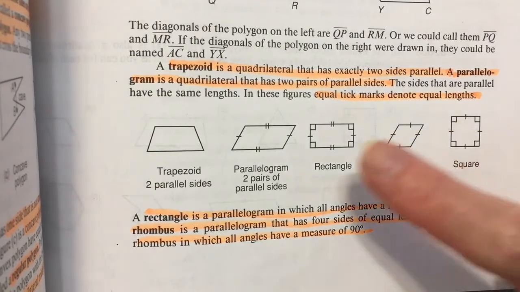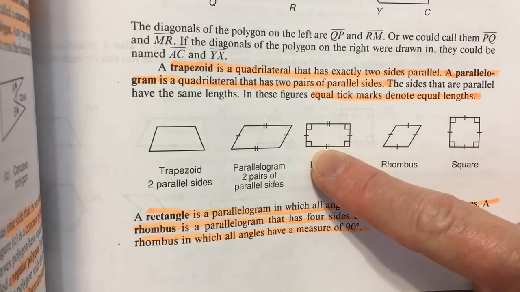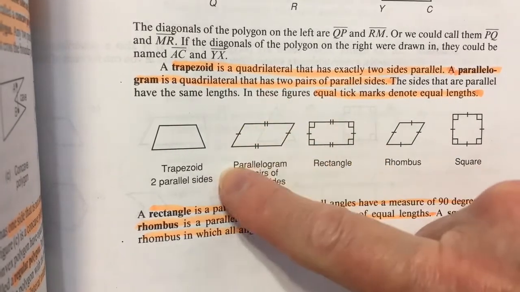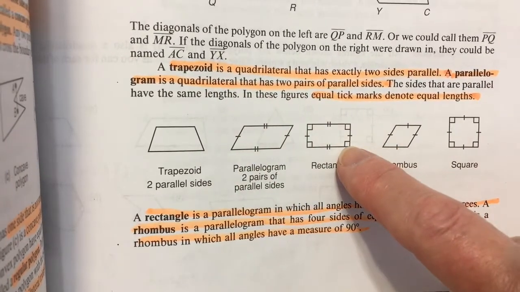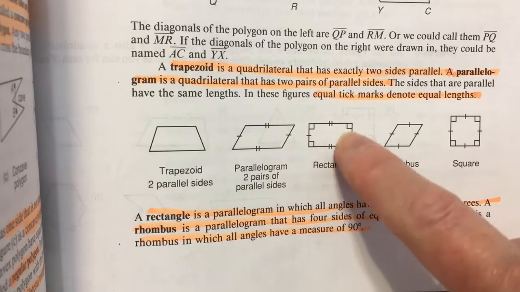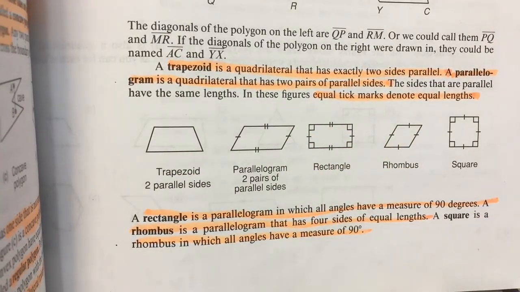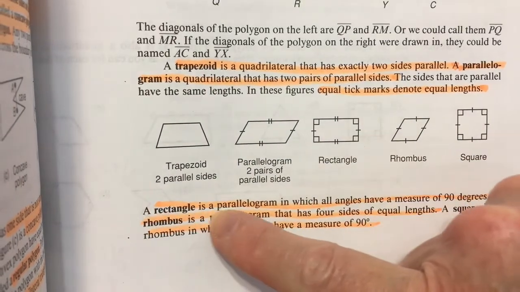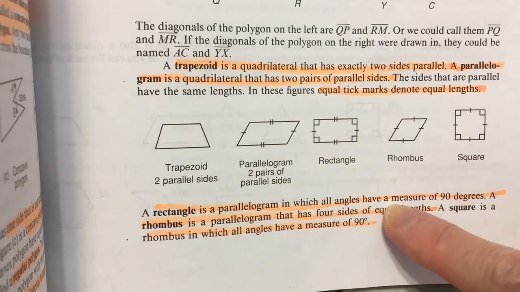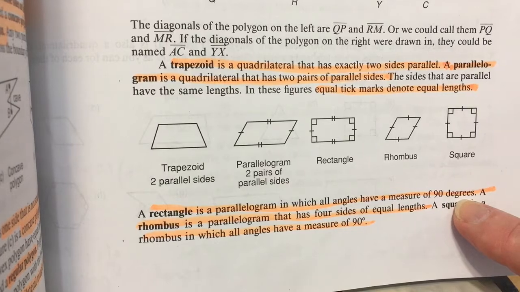Now here we have a rectangle. A rectangle is a parallelogram that also has the same angle measure. Here we've got right angles in a rectangle. So a rectangle is a parallelogram in which all the angles have a measure of 90 degrees.